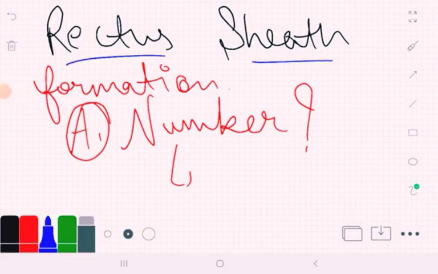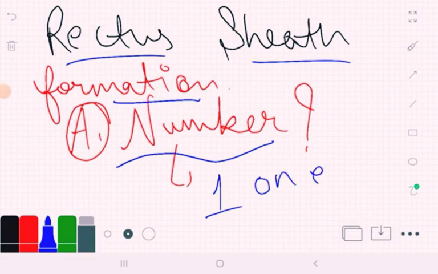Now, how is the rectus sheath formed? The number of rectus sheath on each side is 1. There is one on each side.